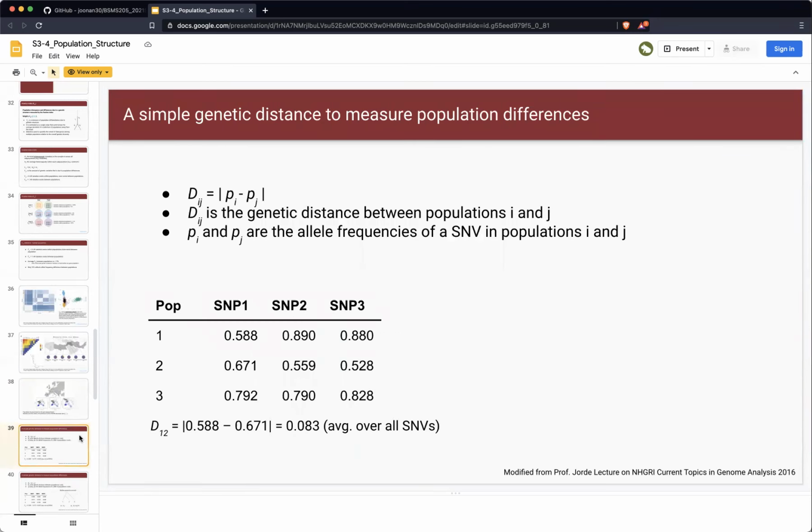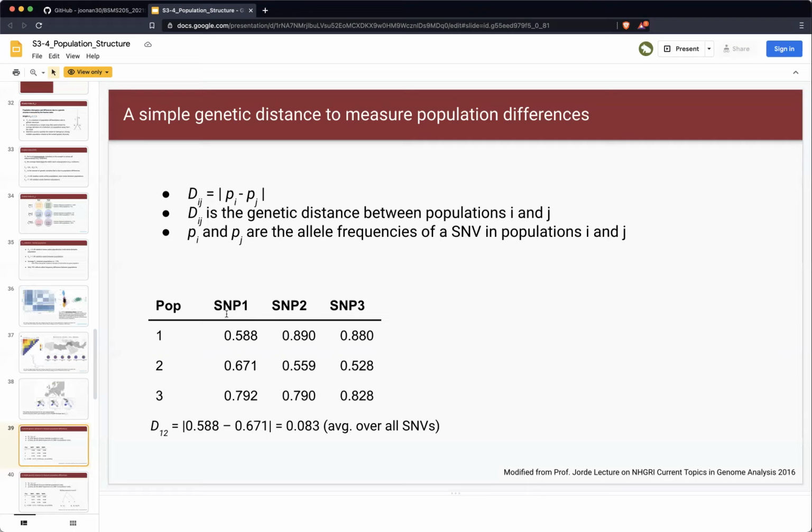Or another way we can measure the differences is using the distance. Distance is the differences of allele frequency between populations, okay. So distance is the simple way to measure the differences in any mathematical situation. So if you think about genetics, you can utilize the allele frequency information, then you can measure the differences between populations 1 and 2, right?